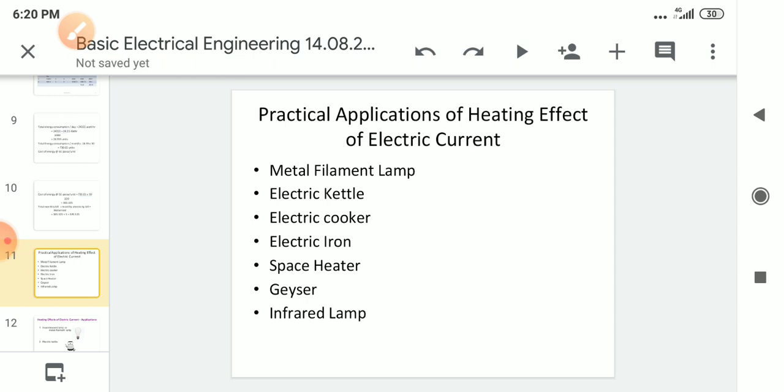These appliances differ only in appearance and construction, but the basic principle is the same. That is what? Heating effect of electric current. When electric current passes through this device, enough heat is produced. This is the basic principle for all these types of equipment.